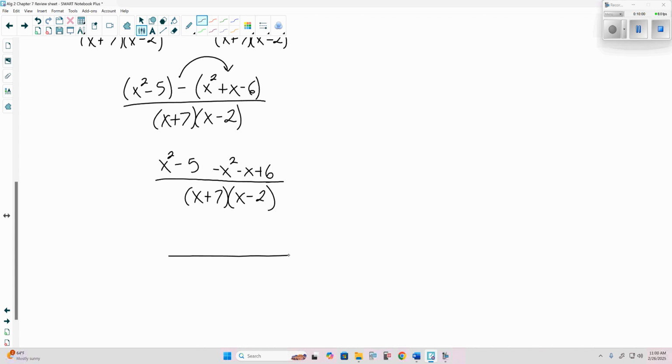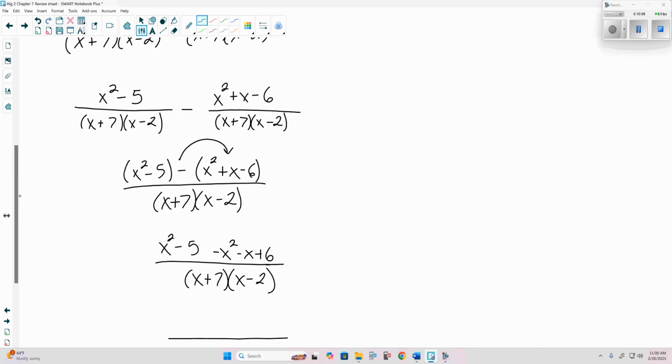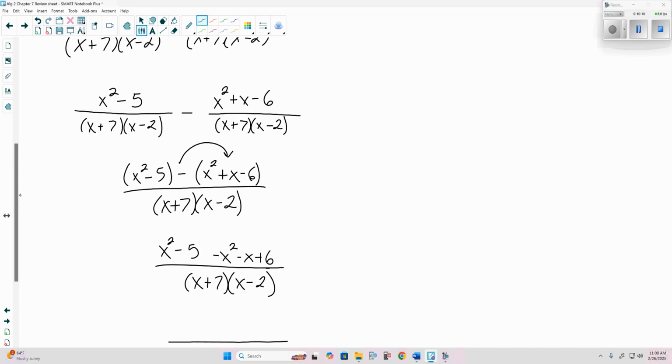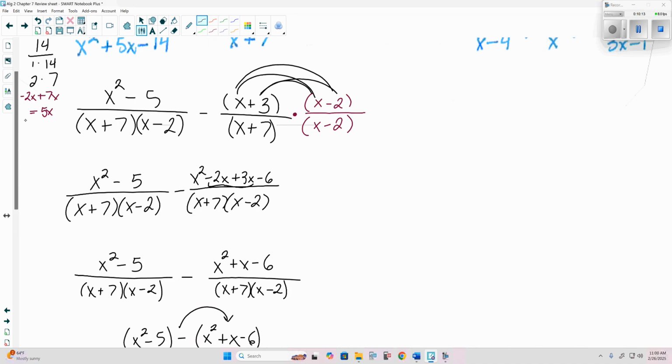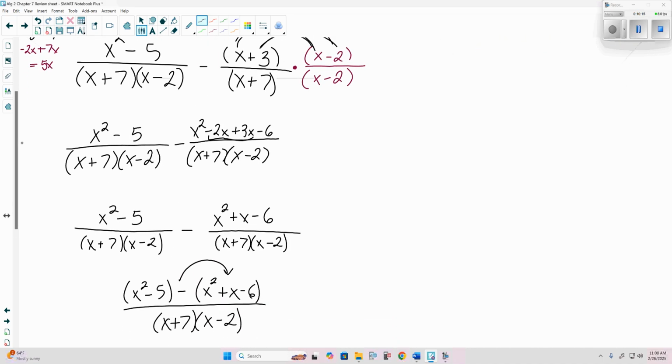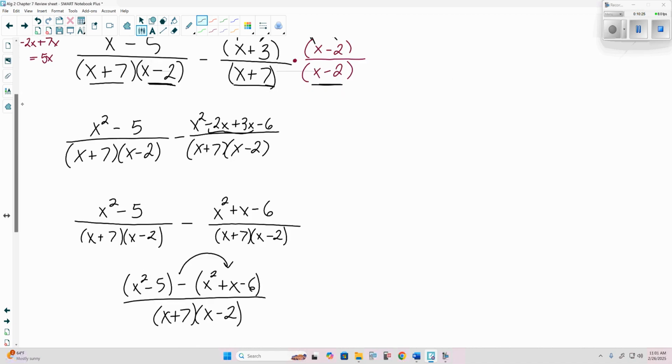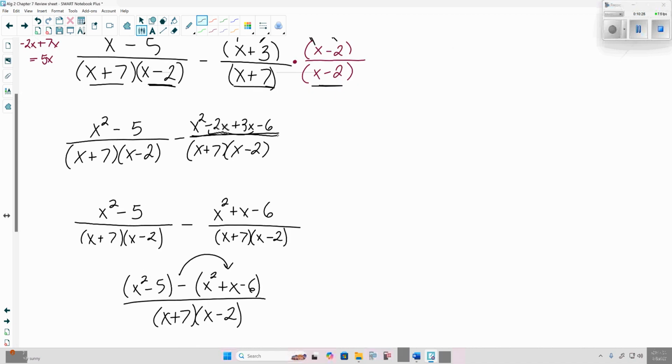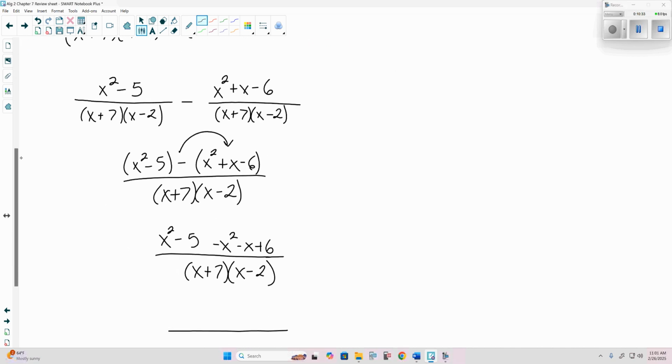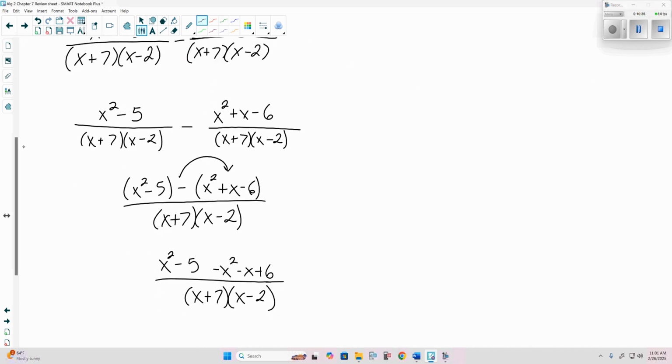Questions on this so far? Because we need the denominators to be the same. This one's missing the x plus 7, so we multiplied on top and bottom. So here, x plus 3 times x minus 2 gives us this. Are the denominators the same? So that means we're going to be able to subtract our numerators.